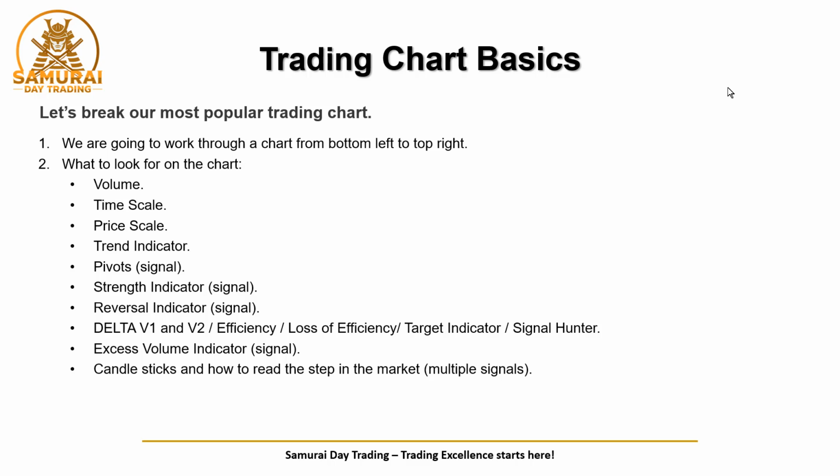So that it's listed for you here, we're going to be looking at the volume, time scale, price scale, the actual trend indicator that we use, which is specific for the Samurai School. We're also going to look at pivots, which are, again, guys, the pivots, the strength indicator, the reversal indicator, the delta V1, V2 efficiency, loss of efficiency, target, and signal hunter indicators are all exclusive to Samurai. Guys, I coded them myself.